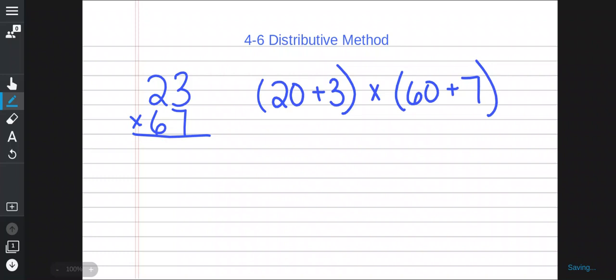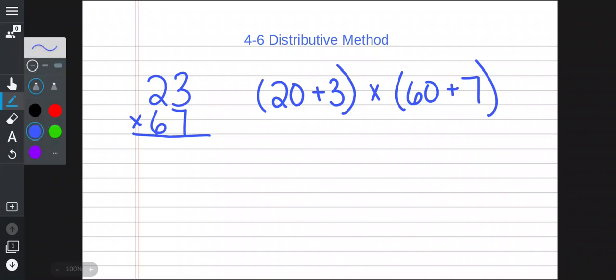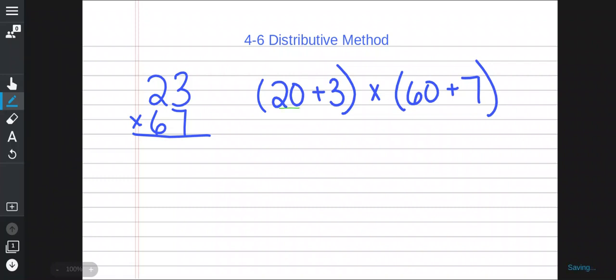And now comes a little bit of the tricky part where I'm going to distribute these numbers. And I'm going to start with the 20. The only numbers that I'm going to be drawing arrows from are my 20 and my 3 because it's my first parenthesis up here. And I'm going to show you what that looks like. So 20 is my tens place, and I'm going to distribute that first to the tens place of the other parenthesis. So I'm going to be doing 20 times 60, and then I'm going to do the same thing with the other number, and I'm going to draw the arrow from the 20 to the 7.